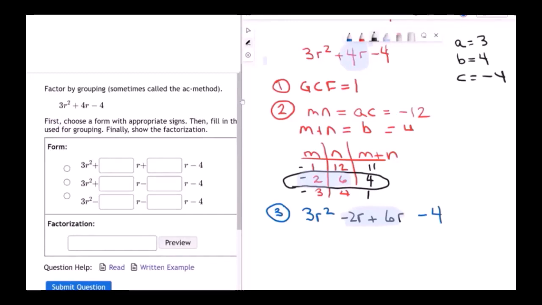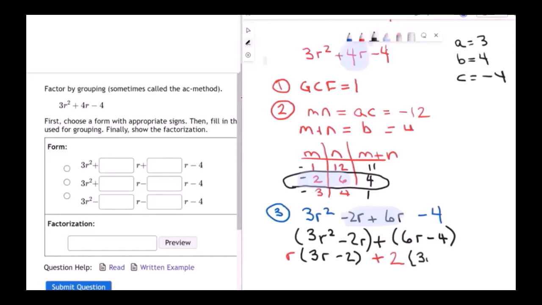Now, how many terms do I have? 4. And what do I do when I have 4 terms? I group the first two together. I always have a plus between them. I group the second two together. In the first group, what is my greatest common factor? R. That gives me 3r minus 2. My second group, what's my greatest common factor? 2. And then this gives me 3r minus 2.